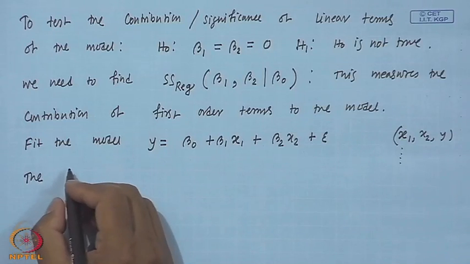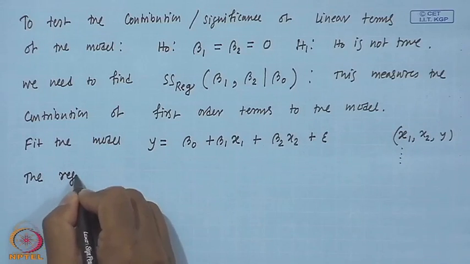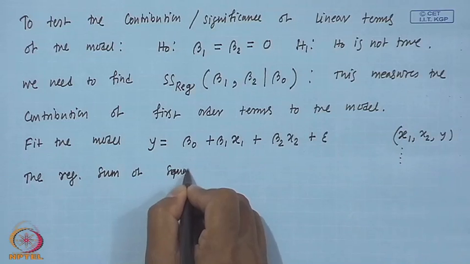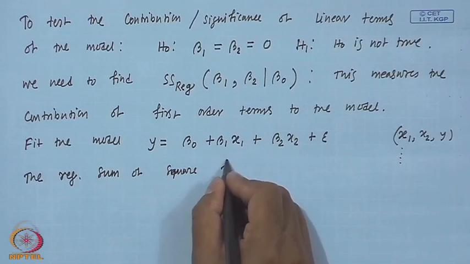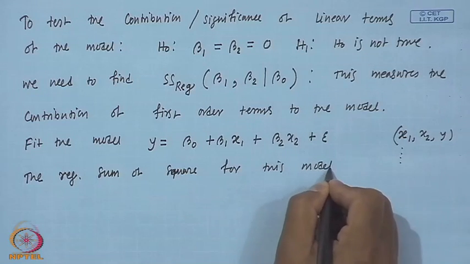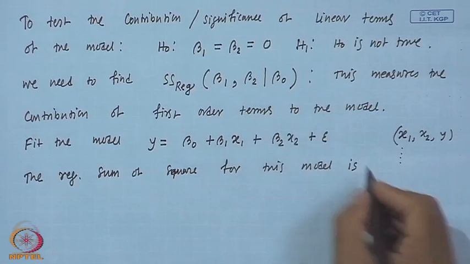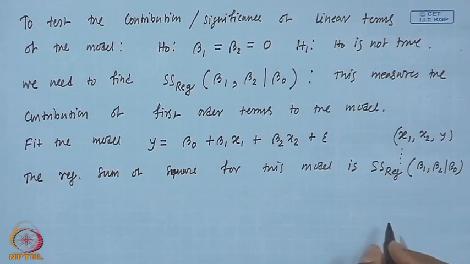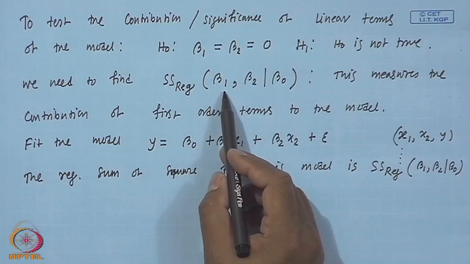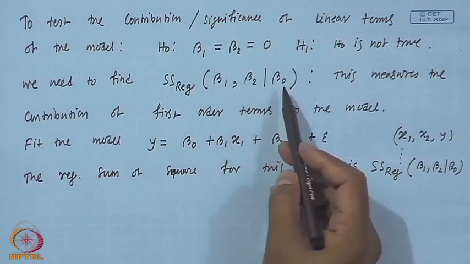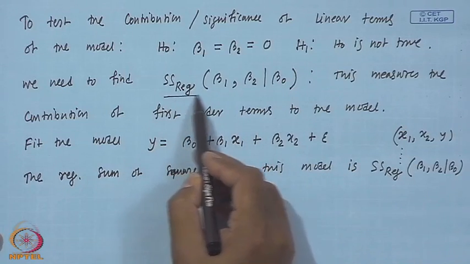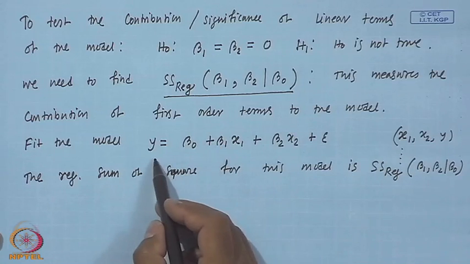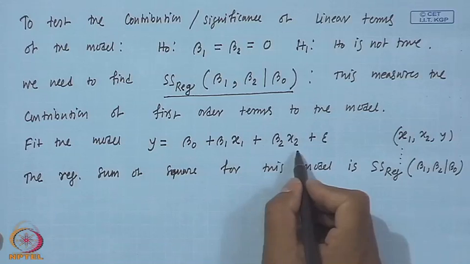And then the regression sum of squares for this model is basically this quantity, SS regression beta 1, beta 2 given beta naught. So, how to get SS regression due to beta 1 and beta 2, given that beta naught is in the model. So, basically to get this SS regression, you have to fit this model and then you find the SS regression for this model. Okay? That SS regression for this model, you know how to do that, right?